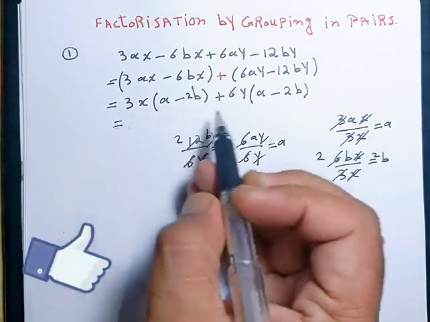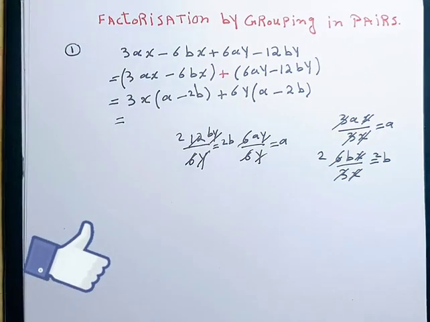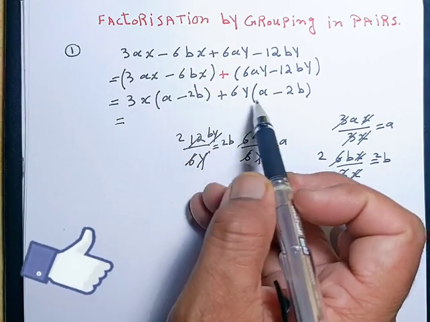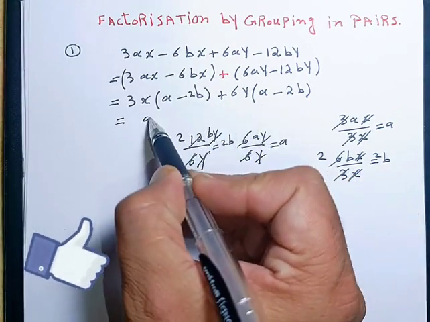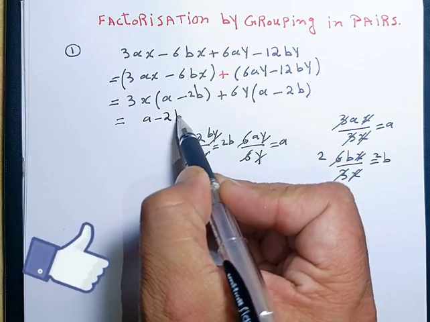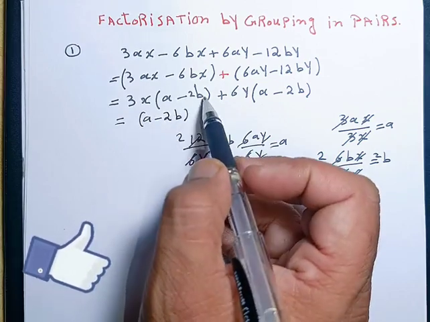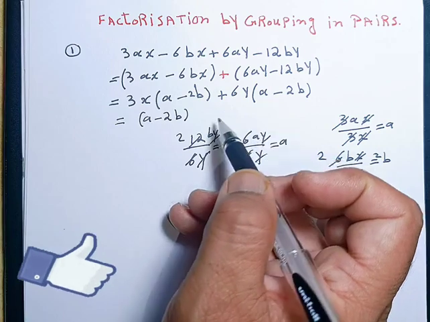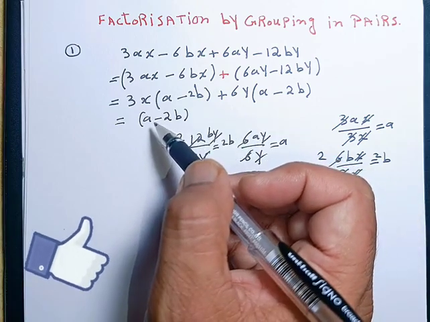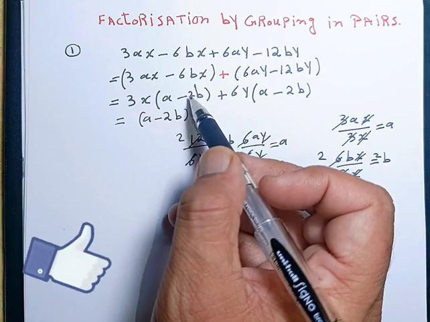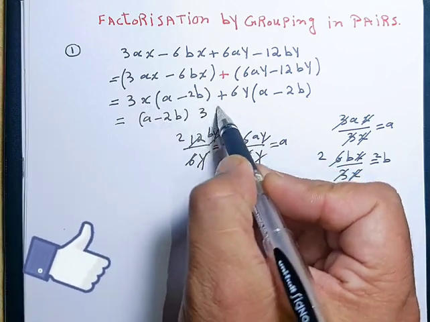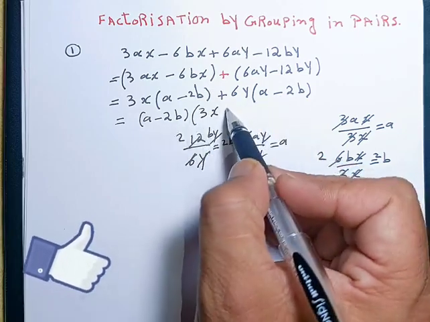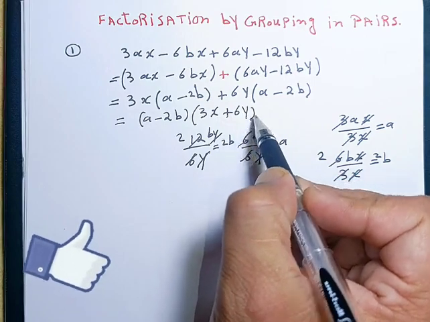Now I can see here, take out the common bracket. A negative 2b and a negative 2b, this is a common bracket. Take out the common bracket. What is left here now? 3x. Negative 2b is out, 3x is left here, and on this side negative 2b is out, only 6y is left. So this is my final answer.